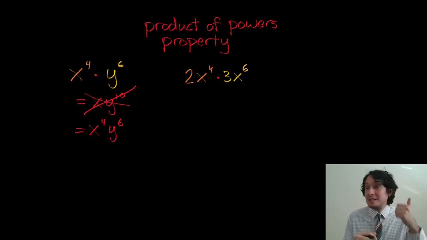This is 2 times x times x times x times x, times 3 times 6 more x's. So everything's being multiplied together. Just because the 2 was written next to the x to the 4th and the 3 was written next to the x to the 6th does not mean that they're connected more than any other multiplication going on in this problem. So we could actually rewrite this like this, and I think this might be helpful.